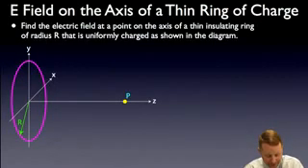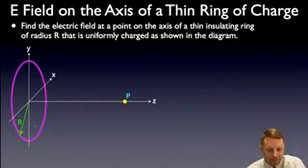So, starting with the electric field on the axis, here at point P, of a thin ring of charge. Find the electric field at a point on the axis, if the ring has a radius r and is uniformly charged as shown in the diagram. And once again, really all of the work, the physics, is in the setup of the problem. So, our general strategy here.